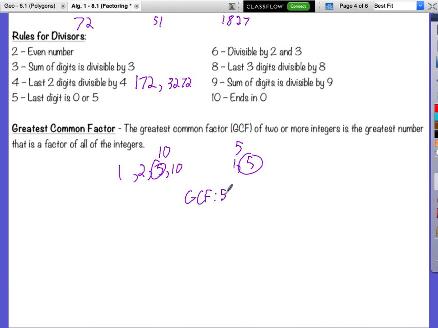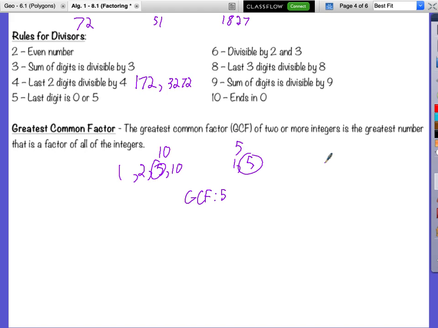But do they both have that in common? No, it's the greatest one they have in common, not just the greatest total, the greatest they have in common. So you give us two numbers and we have to figure this out.